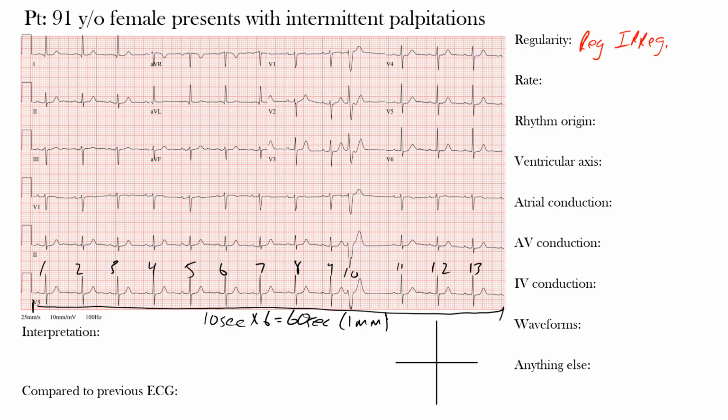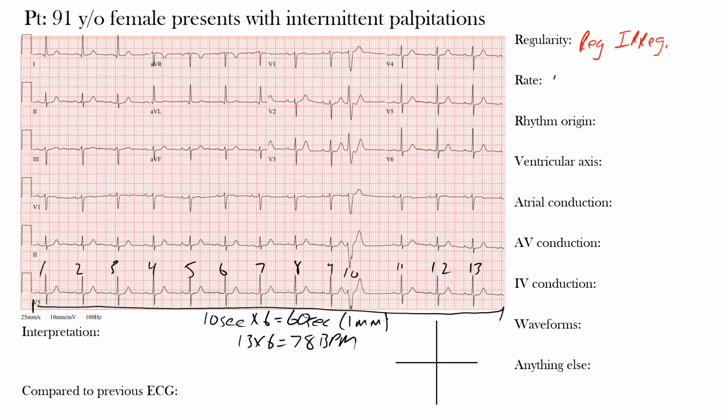13. So we said we would take that number, 13, multiply by 6, because this is 10 seconds and we want beats per minute. So 13 times 6, what does that give you? 78 beats per minute. So that's a good estimate of the rate, and the actual rate here was 79 beats per minute.